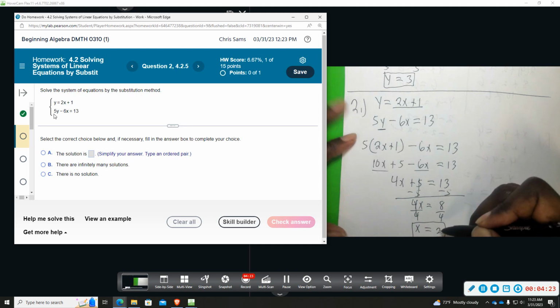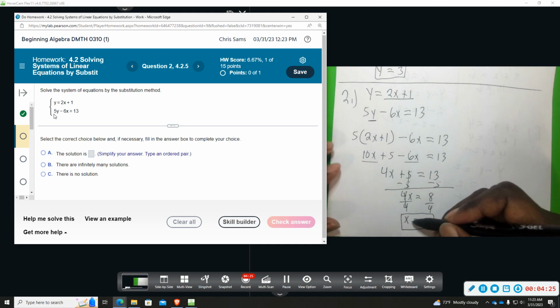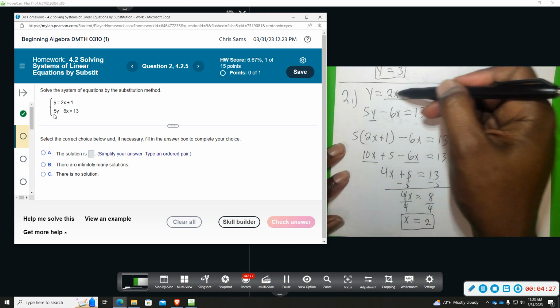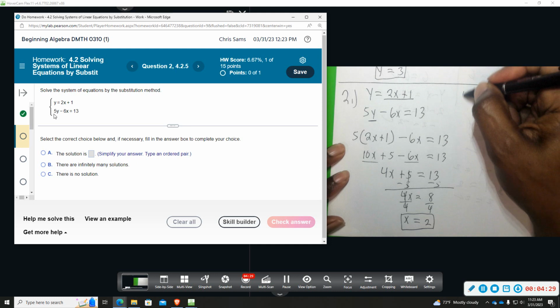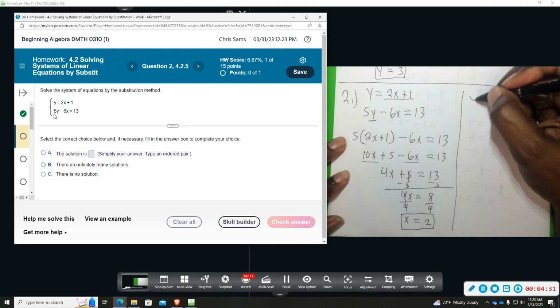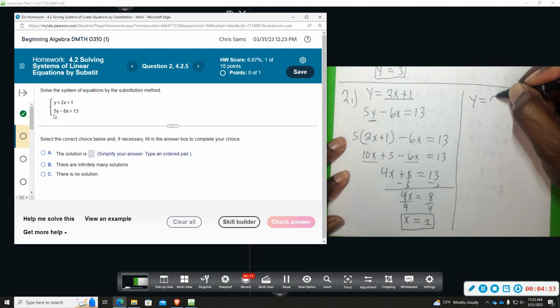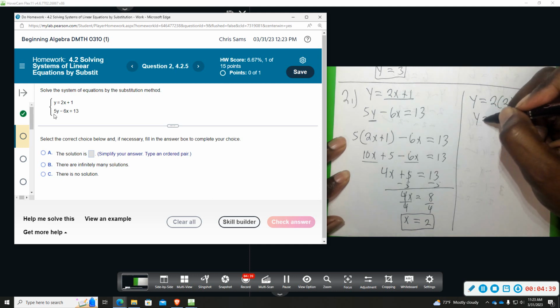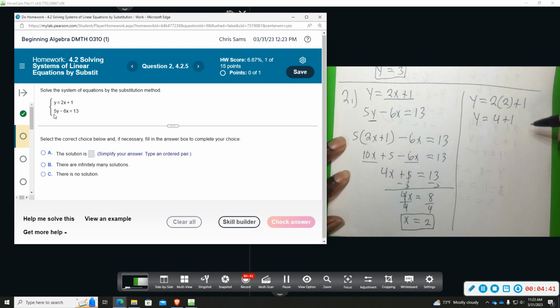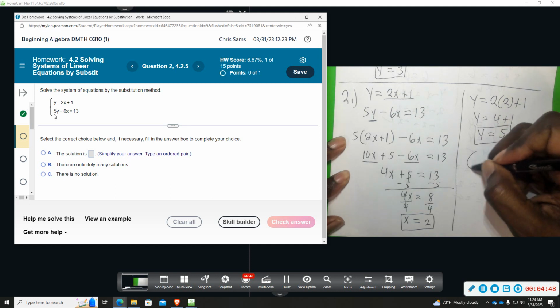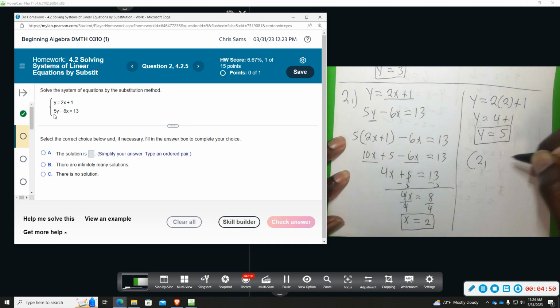All right, so now that I have my x value, I can go back and plug it in. It's probably easier to plug it into this one and find y. So now I'm going to use y equals 2, open parentheses, 2 for x, plus 1. So we get y equals 4 plus 1, y equals 5. So I got an x value, got a y value. My solution is the ordered pair. So I get the ordered pair 2, 5.